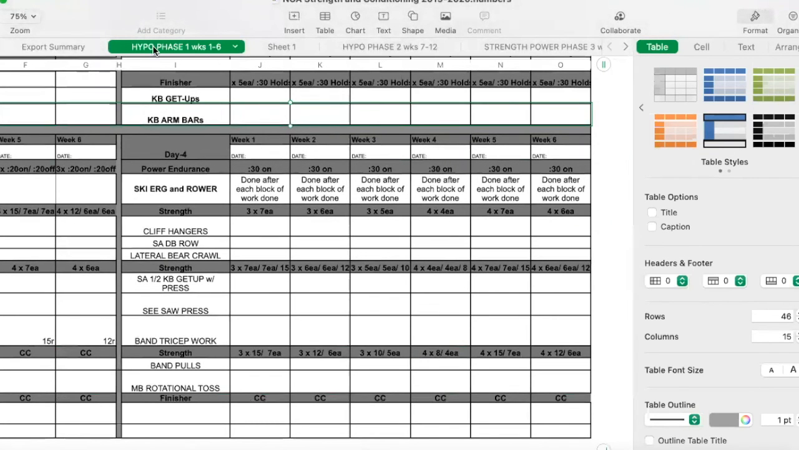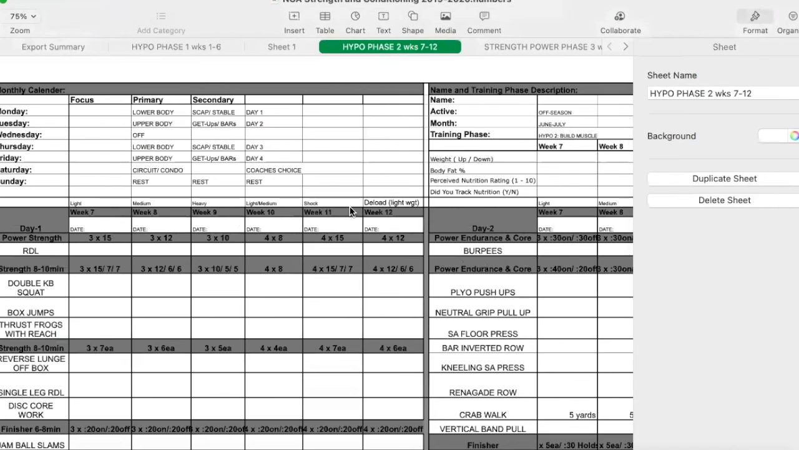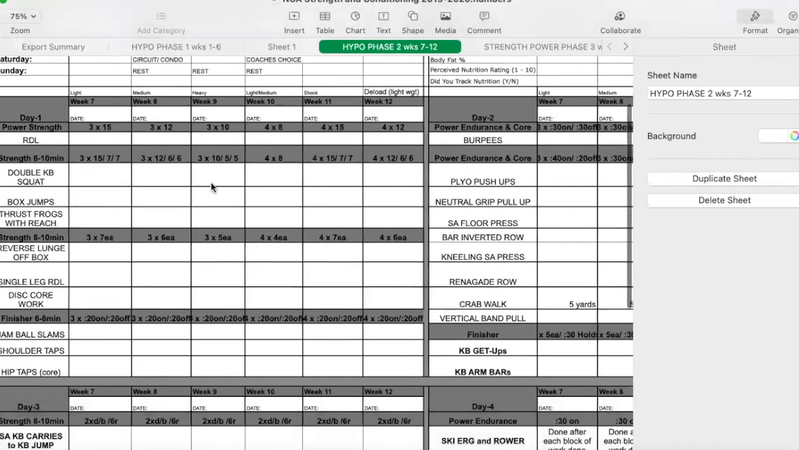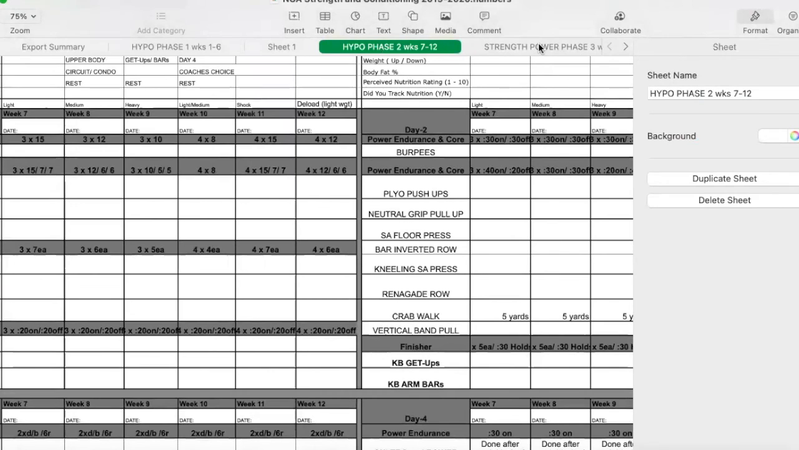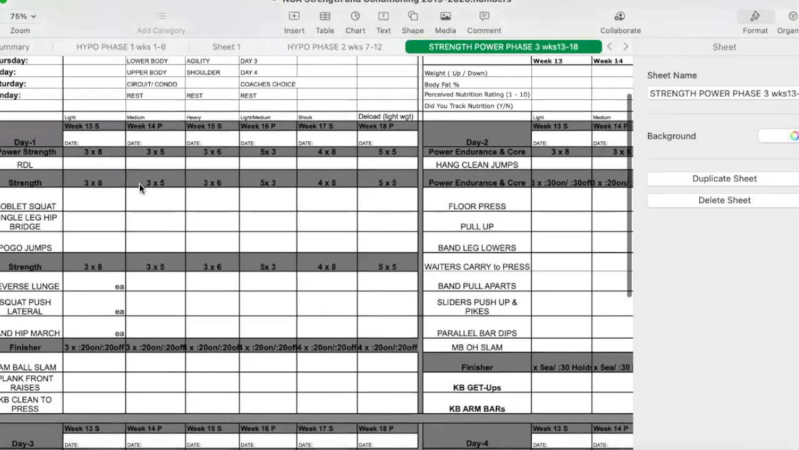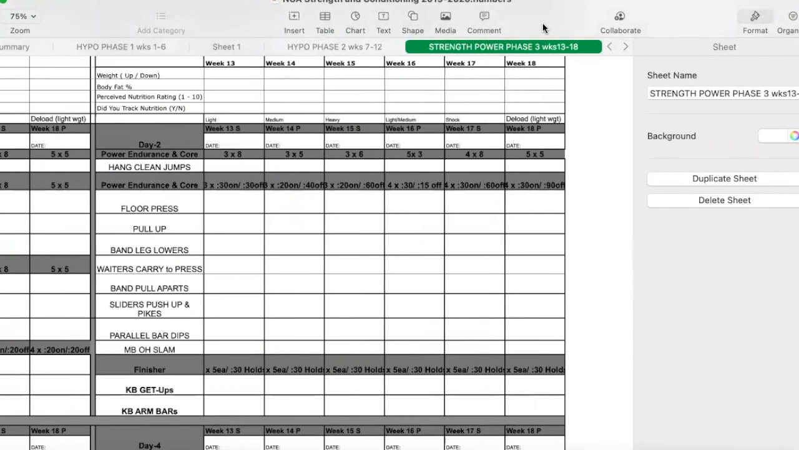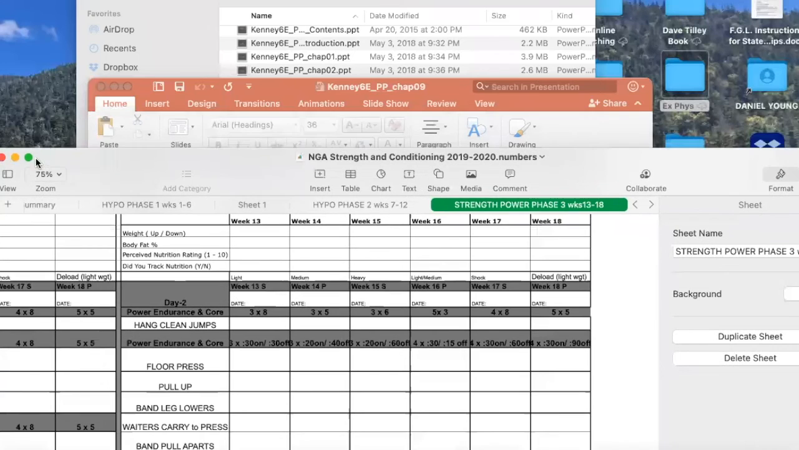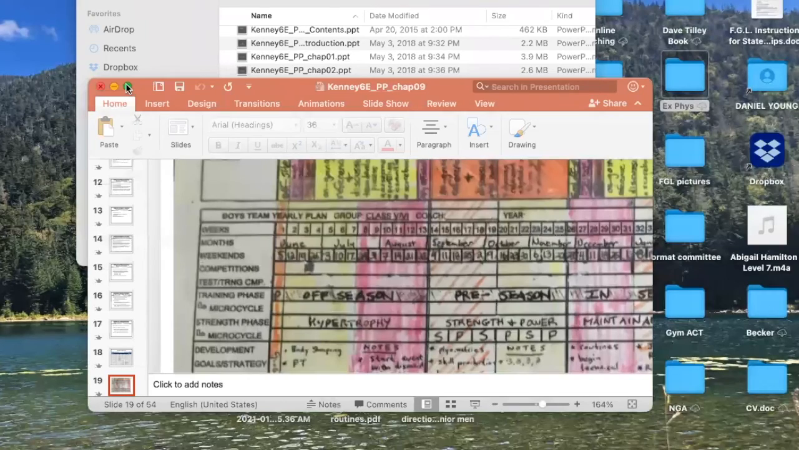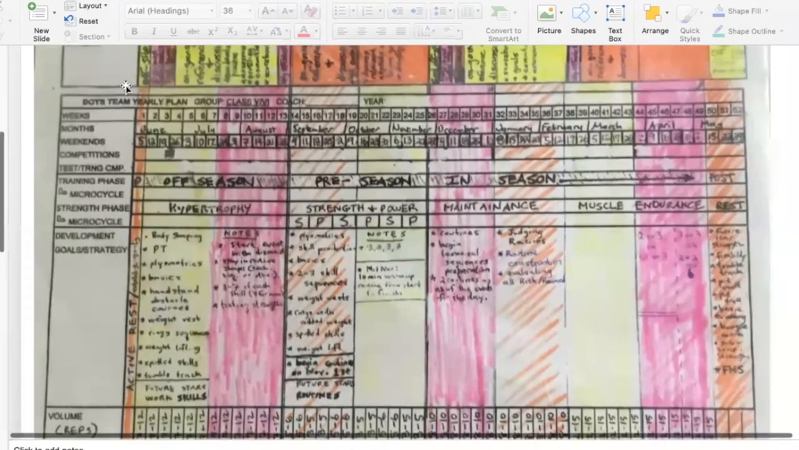Right, so that's hypertrophy phase, weeks 1 to 6. And then weeks 7 to 12 are completely different exercises. And then the strength and power phase is, again, completely different exercises. So this is how I organize all my strength and conditioning in regards to my off-season, preseason goals. Right? I have to vary what I'm doing throughout the season because my goals are different.